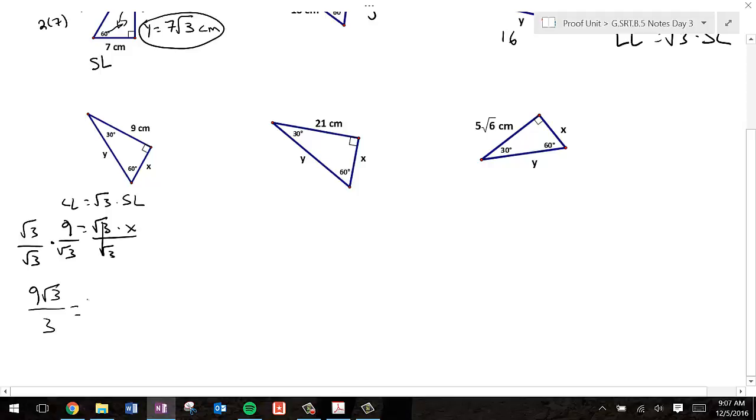9 divided by 3 is going to give me a 3 on the top, and I'm left with 3 square root 3 for this left-hand side for x. All by doing what's called rationalizing my denominator, getting rid of that radical in my denominator. And then in order to get y, I just double this. And when I multiply this by 2, I end up with y equals 6 square root 3. We can't multiply the 2 by the radical, but we can multiply by the whole number that it's attached to. So 3 times 2 is 6.